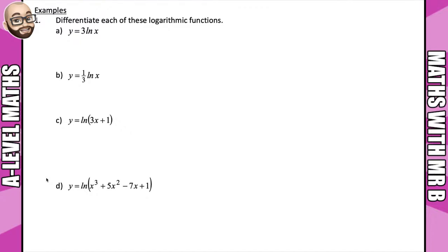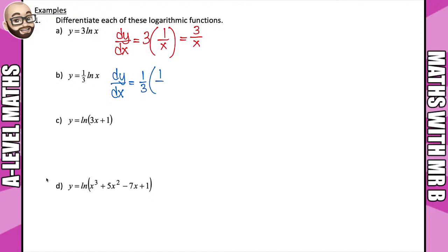So the first one, we don't actually need to use chain rule for. First couple actually. dy/dx is just going to be 3 lots of 1 over x, which we could even write as 3 over x. For the second one, same idea, that 1/3 is still just a constant, so it's just going to be 1/3 of 1 over x, which we could write as 1 over 3x.